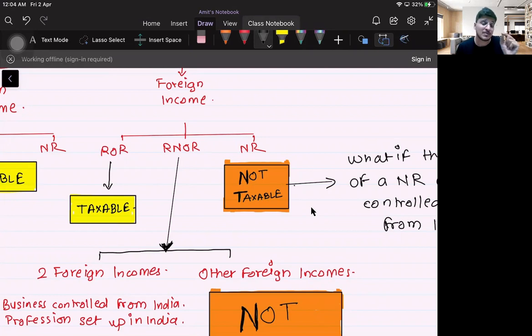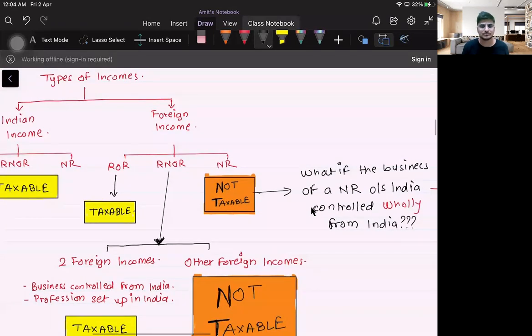Unlike RNOR. What was happening in RNOR? If your accrual is outside India and receipt is outside India, but that business is controlled from India, then the income of that business will be taxed for RNOR here. He'll have to pay tax in India. But for a non-resident, even though 100% of the control is in India, for that foreign sourced business, accrued outside India, received outside India, even though the control of that business is entirely in India, still for a non-resident, it is not taxable.